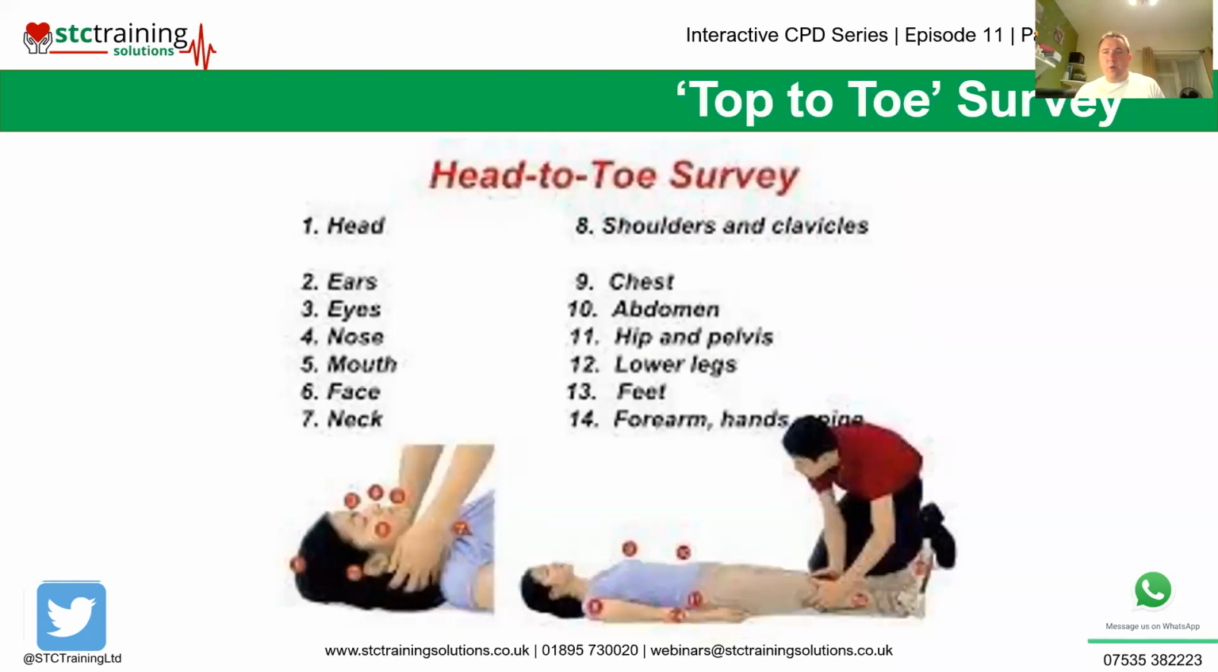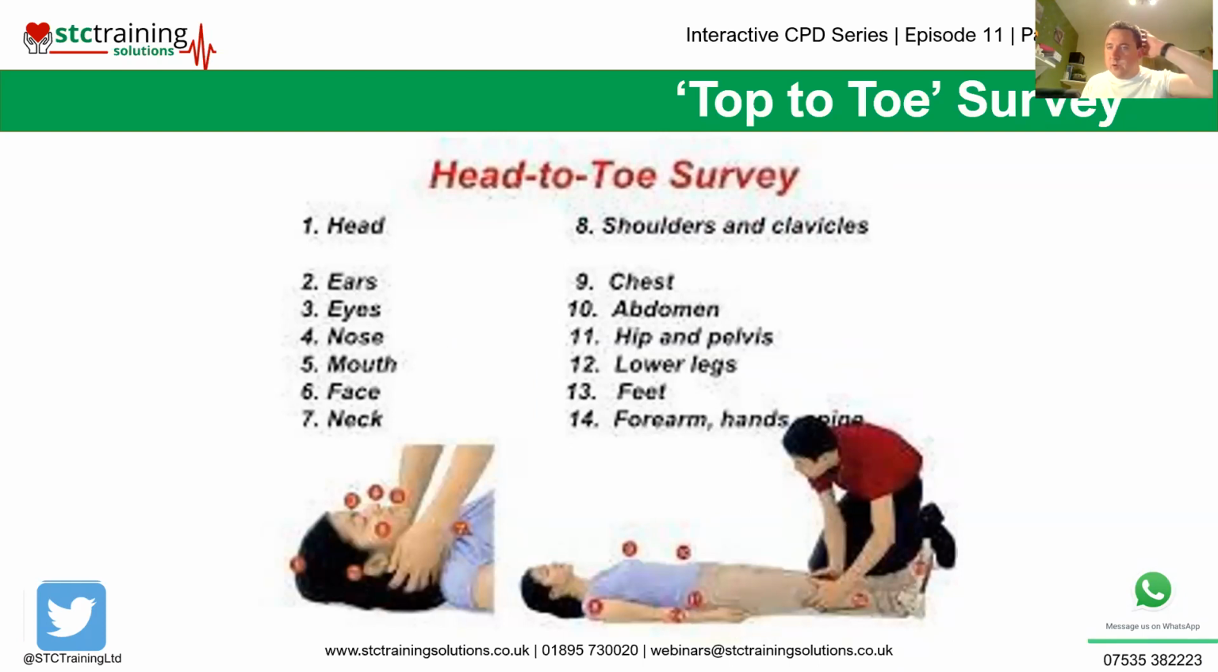Top to toe survey, someone mentioned. Absolutely, here's a good example. I'm sorry, it's a little bit blurry on this for some reason. The top to toe survey focuses a lot around the head, but moves around the body in order of the parts that are going to kill you first. So obviously we're interested in chest injuries, abdominal injuries, lower limb, and then upper arm. We spend a lot of time around the head because that's where all the important stuff is.